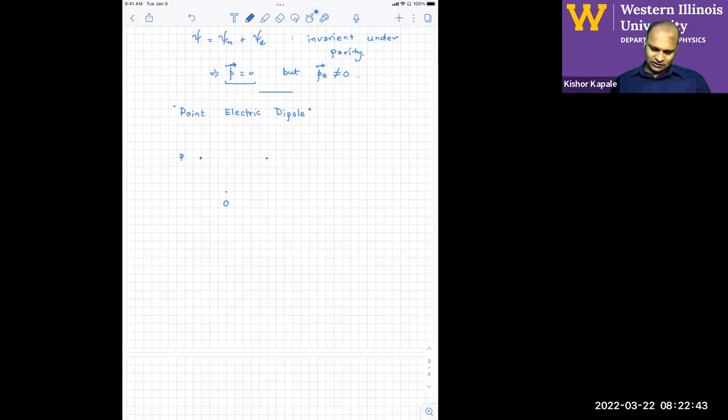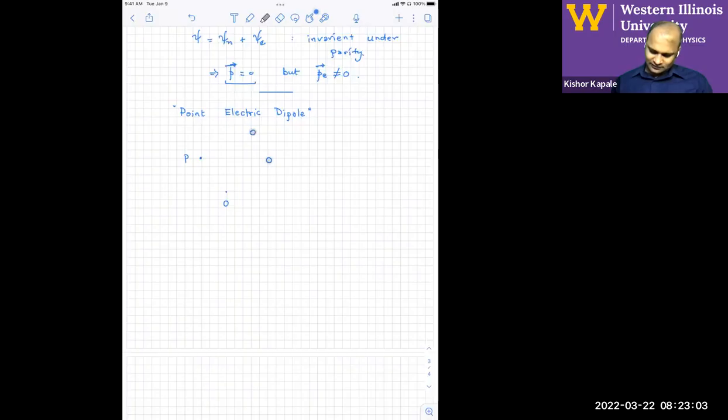And okay, let's see. So we want to find the scalar potential at point P. That's our observation point. And here is our dipole. I'm going to draw the dipole as two tiny circles as charges, and let's fill them up.